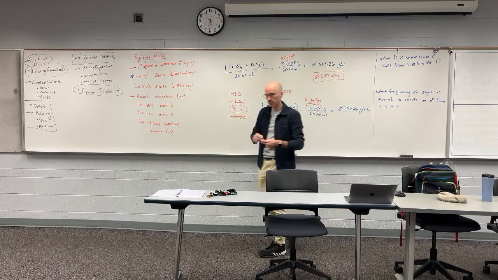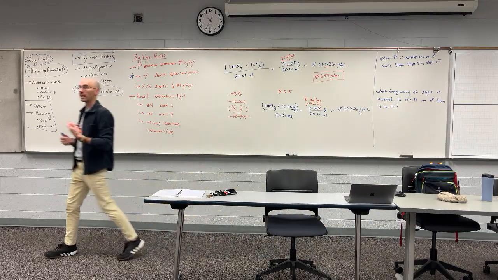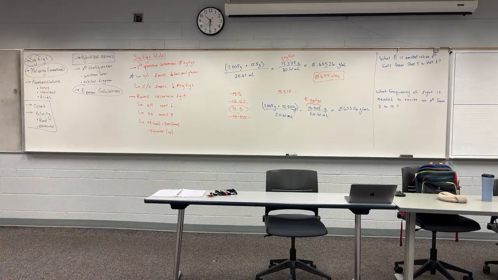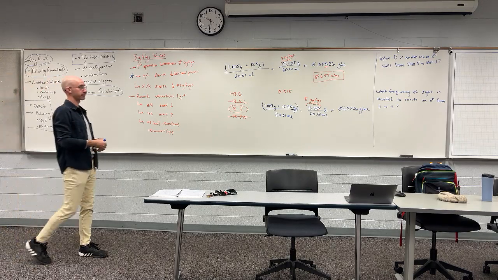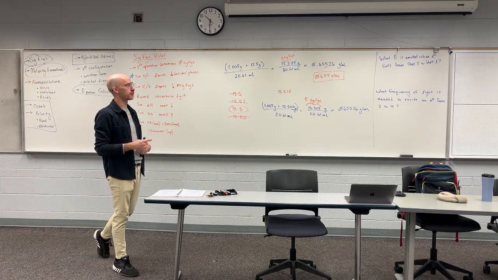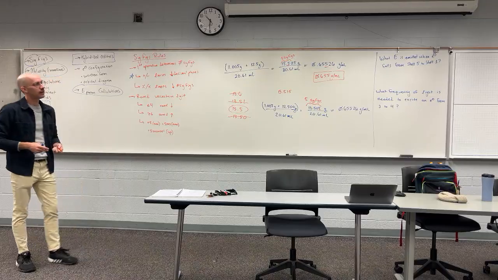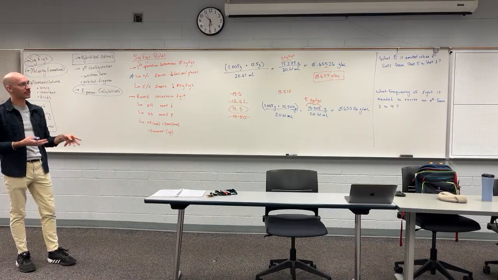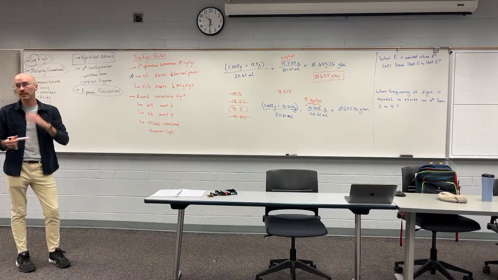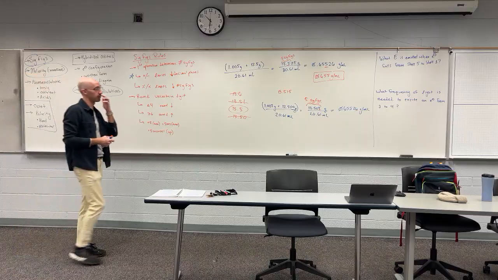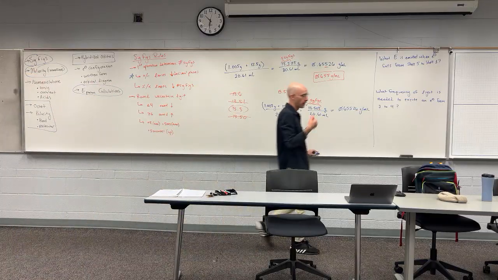Okay, so we've got 2. What energy is emitted? Notice that light is actually not necessarily named, but we could have said, what energy does the photon have? What energy is emitted when an electron falls from shell 5 to shell 1? And then a second question, what frequency of light is needed to excite an electron from 3 to 4?